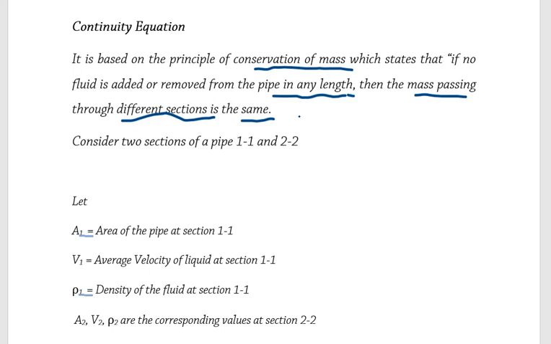Considering now two sections of a pipe, 1 and 2, let area A1 be the area of the pipe at section 1, V1 the average velocity of the liquid at section 1, and rho 1 the density of the fluid at section 1. Then A2, V2, and rho 2 are the corresponding values at section 2 being considered.